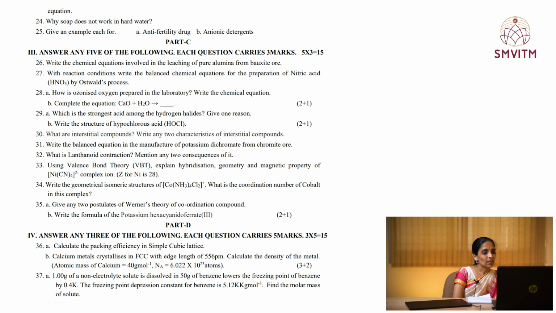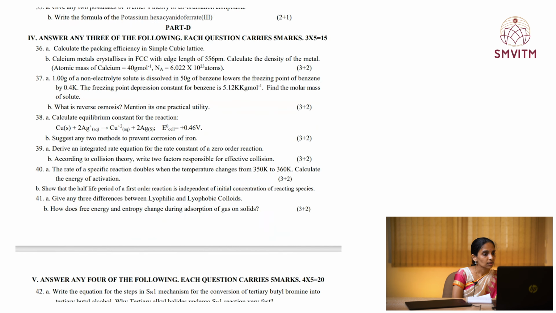Okay, so that was about part C. Coming to part D. Packing efficiency of simple cube, expected one. Next, density of the solid has already been solved. 37A is a question on the colligative property, depression in freezing point. We have discussed the formula already.